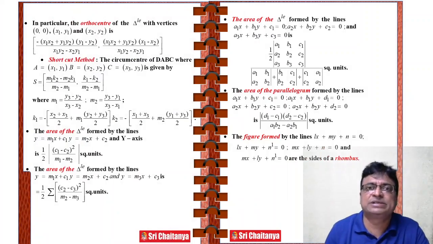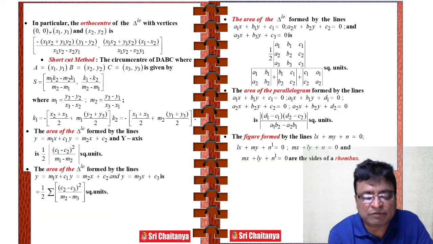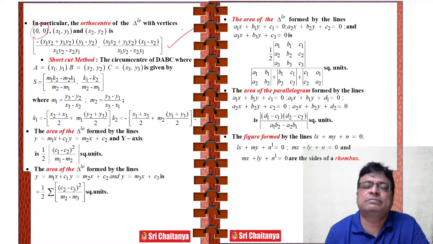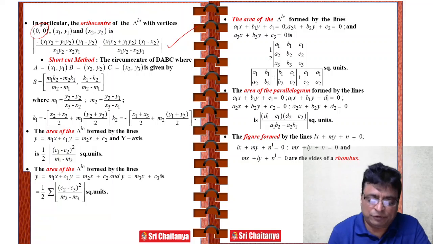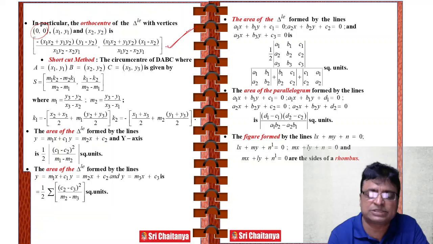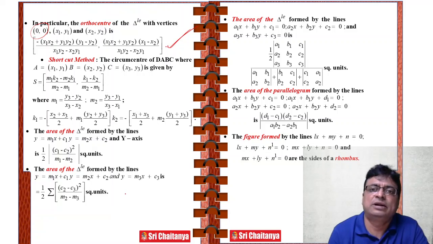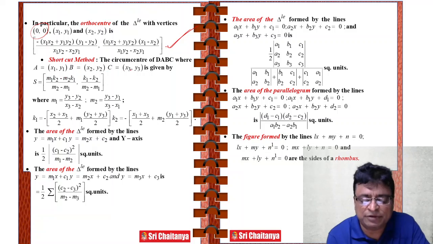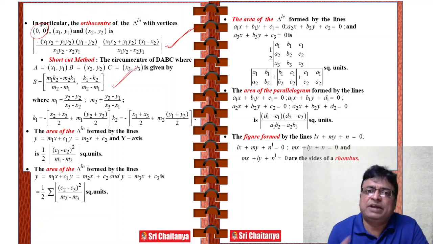And of course, my friends, if two vertices of a triangle are given, of which one vertex is the origin, then this is the shortcut formula to find the orthocenter. And if three vertices are given, x1, y1, x2, y2 and x3, y3, to find the circumcenter of the triangle, this is the shortcut formula. And there, what is m1 and m2 and what is k1 and k2, you have to practice.